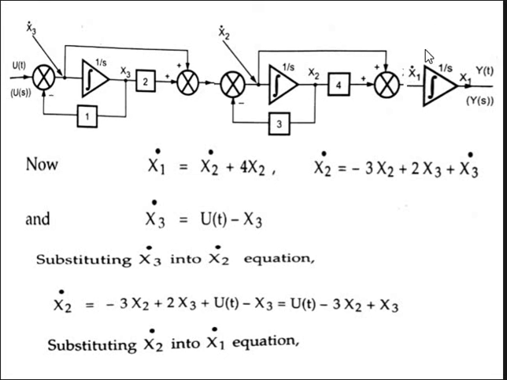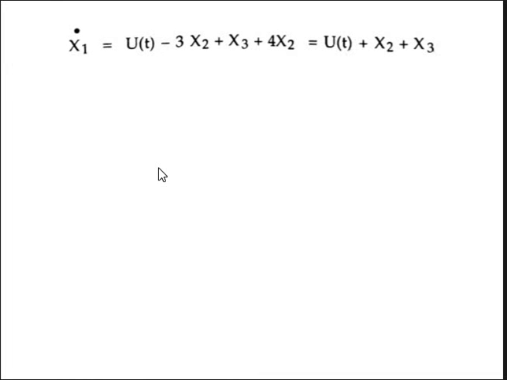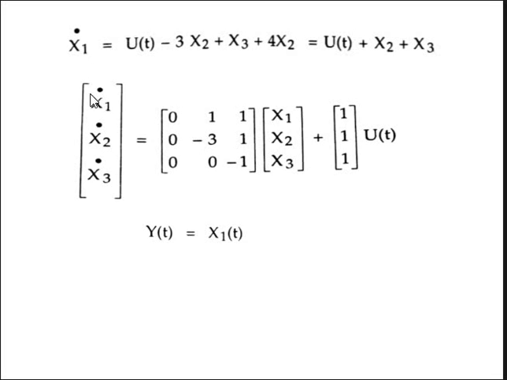And finally the output equation from the diagram is y of t is equal to x1 of t. So we can write the A, B, C and D matrices. From these three equations we can write the A matrix and the B matrix also. And the output equation is y of t is equal to x1 of t.